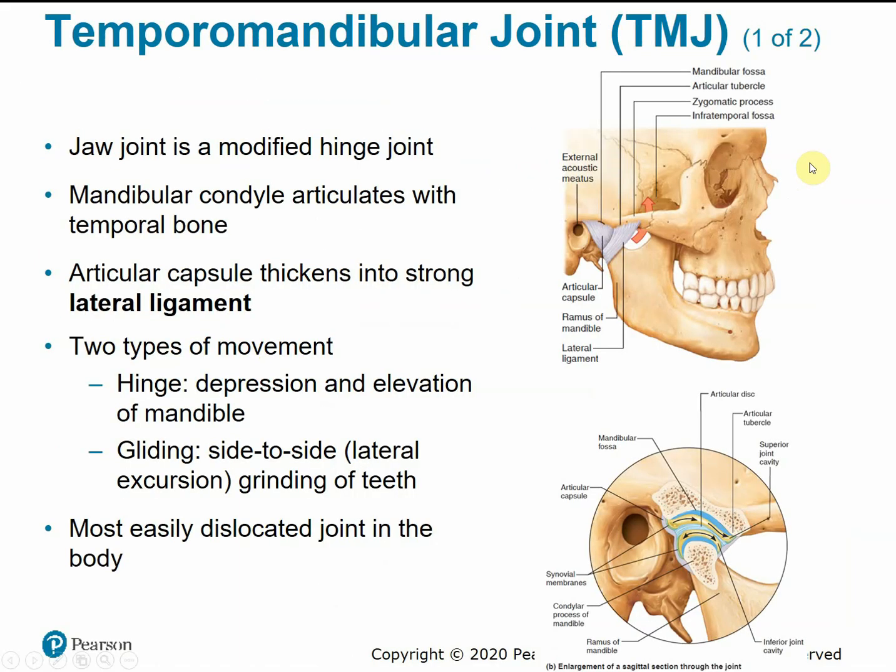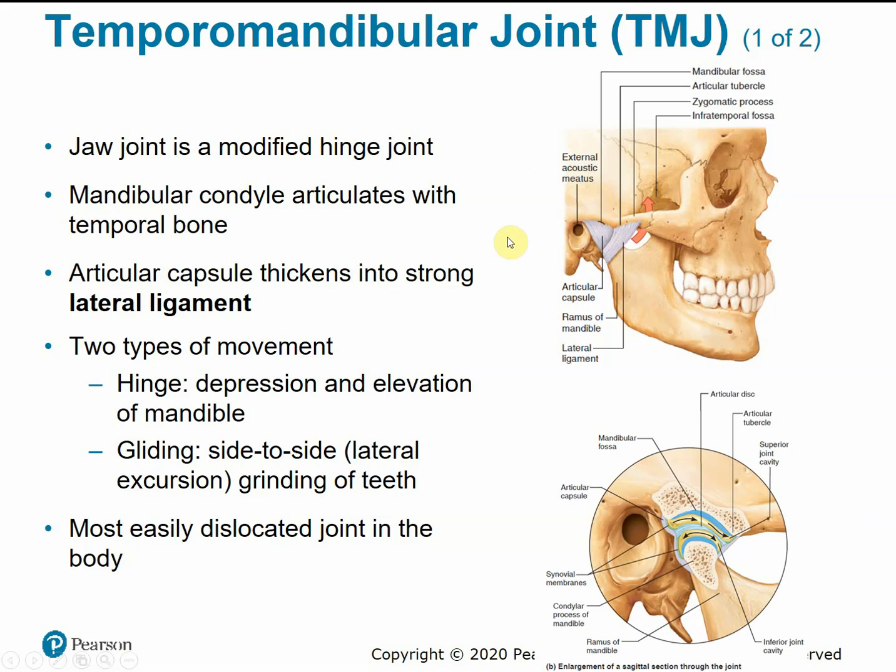The temporomandibular joint, or also known as TMJ, is a type of modified hinge joint. So the mandibular condyle, or the end little nub of the jawbone, the mandible, will articulate with the temporal bone on the side of the skull. The articular capsule in this joint thickens into a strong lateral ligament that's going to help support this joint.